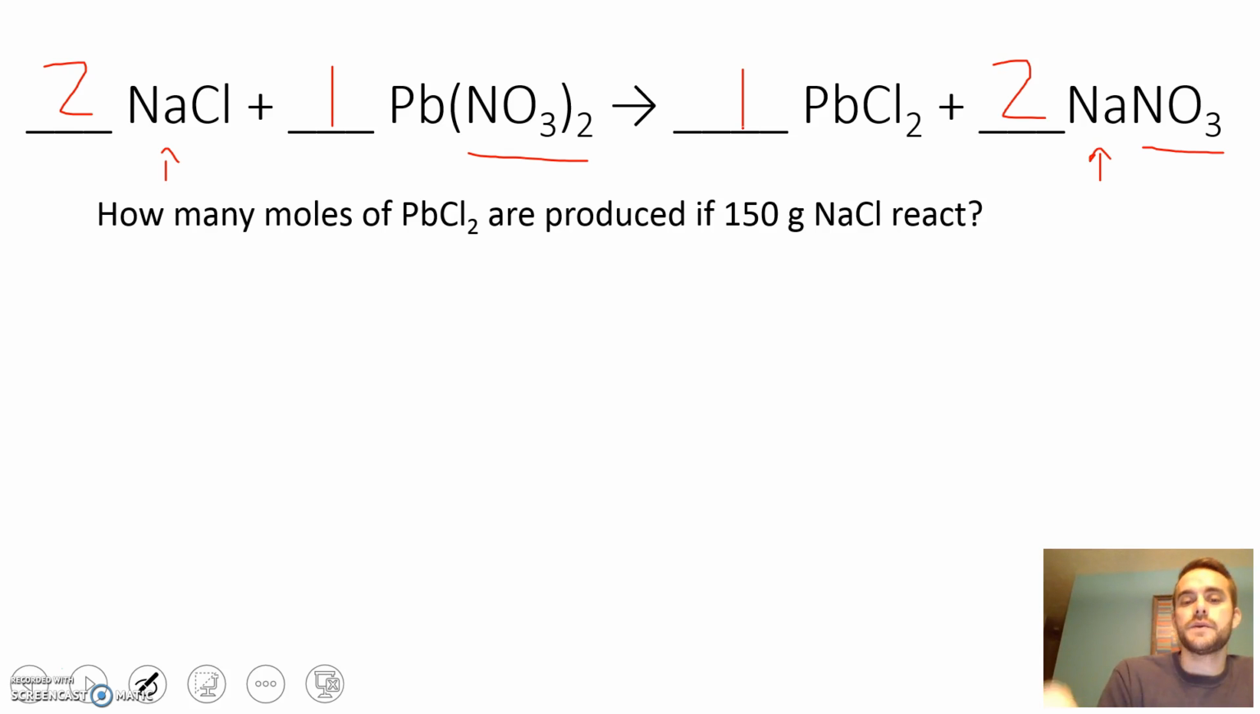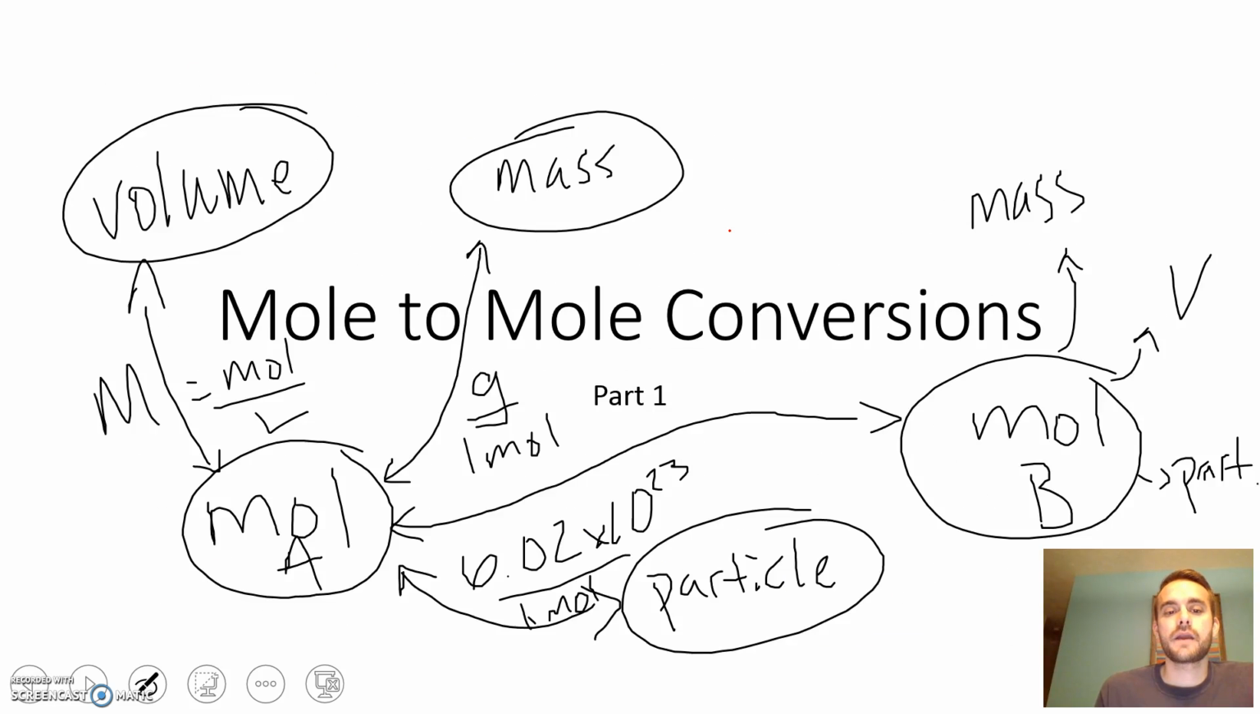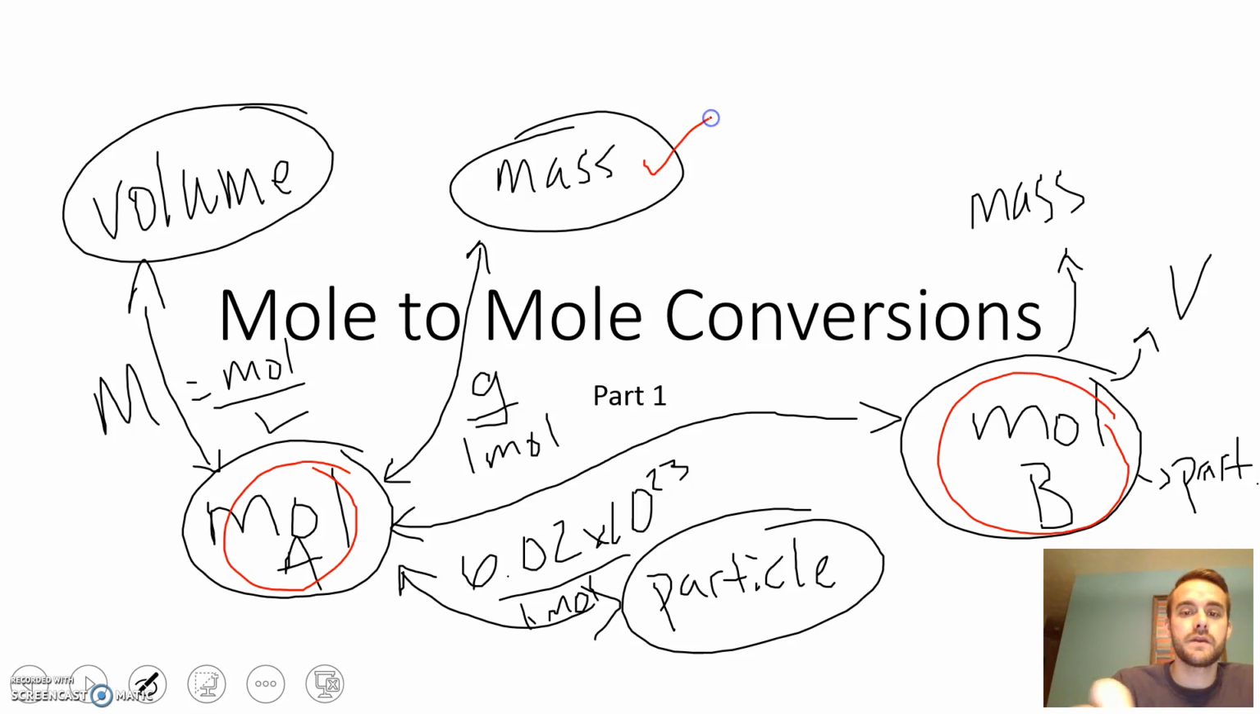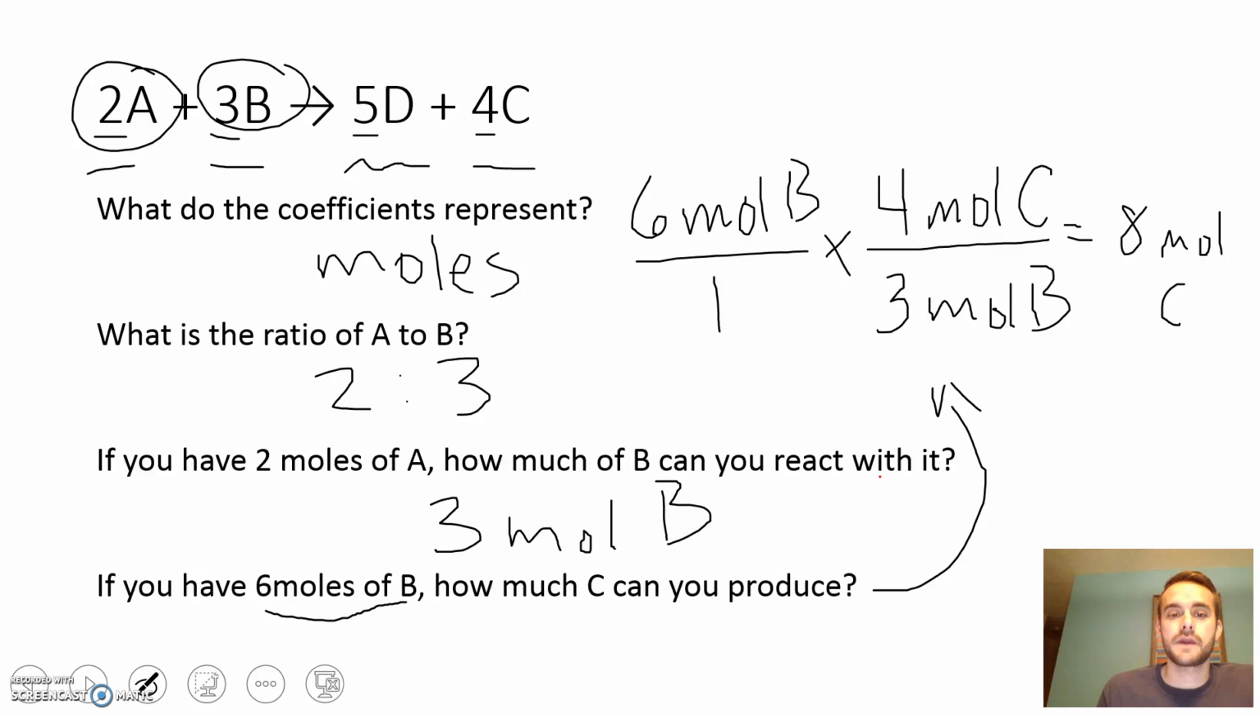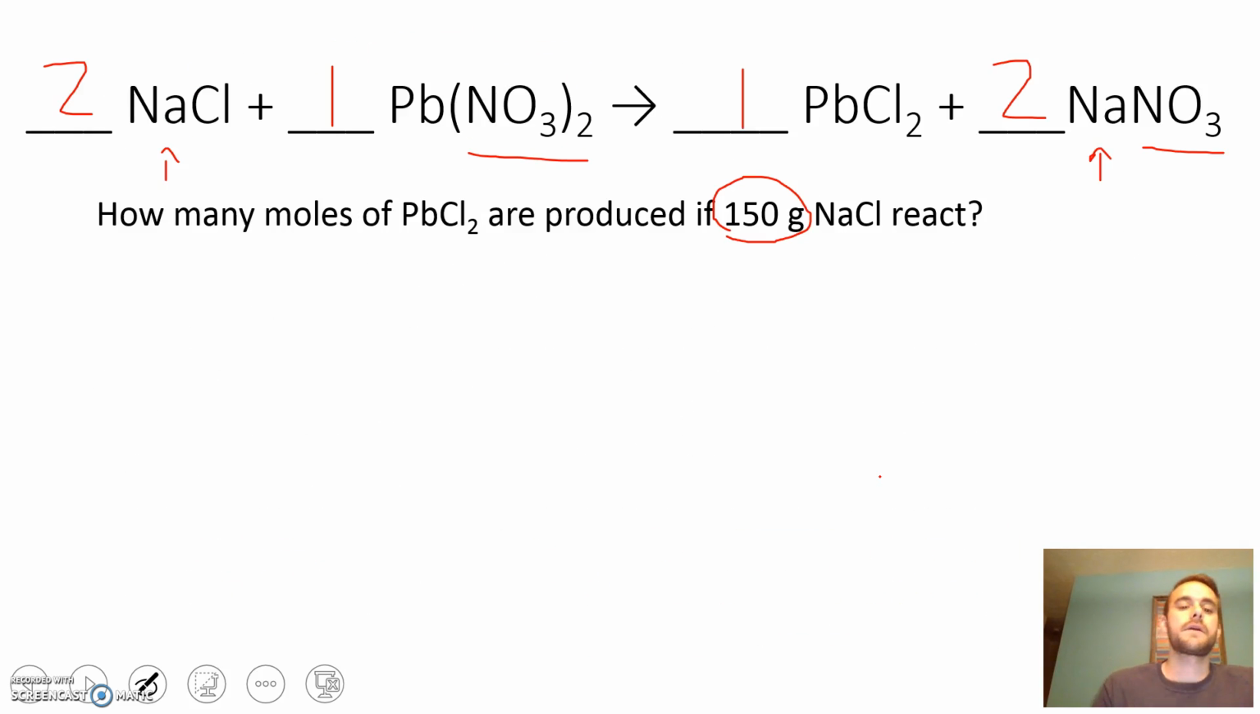All right, so now, otherwise, this problem is only different because it starts with grams. Okay, if we look back to our original map, this shows that you cannot go from moles of A to moles of B without using the ratio. And then if you have mass of one of those, like here, you must go to moles first, and then you can convert that to moles of the second substance. Okay, so that's going to be what we do right here.